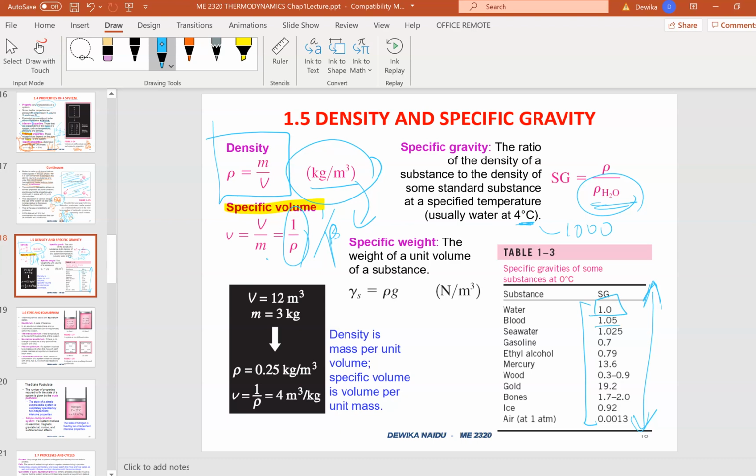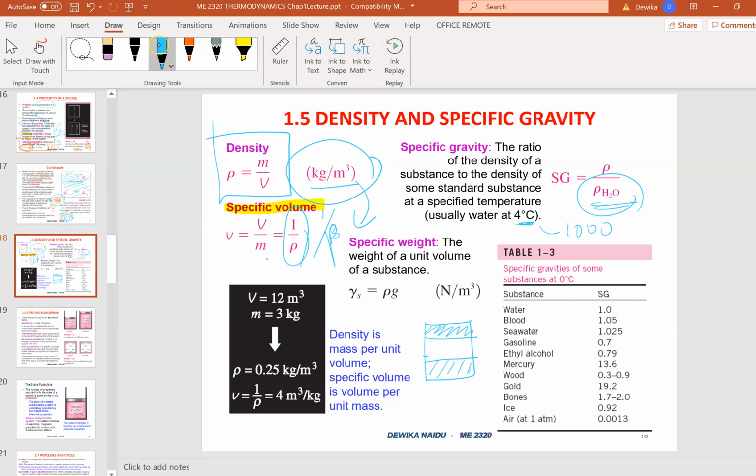So when you have 1.05, what does it tell you? It means the blood is slightly denser than water. Now let's look at mercury, 13.6. It is so much denser than water. Which means if I put water and if I drop mercury, the mercury will sink down here. You get it or not? That is the meaning. And if you see gasoline, 0.7, it's going to be floating up here. So that's why it is all given in specific gravity, so that you can compare.